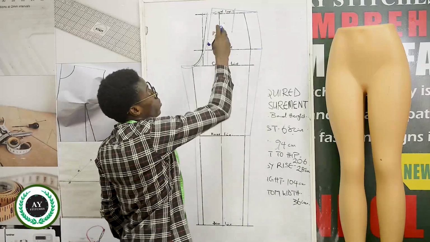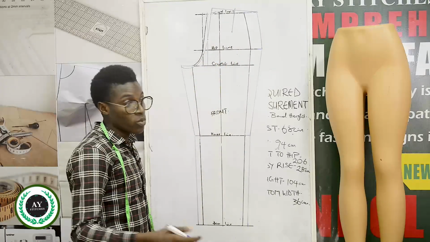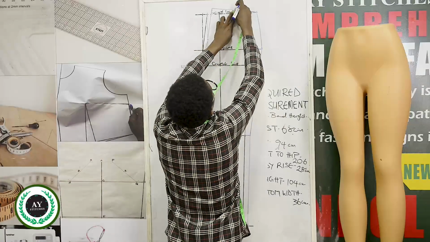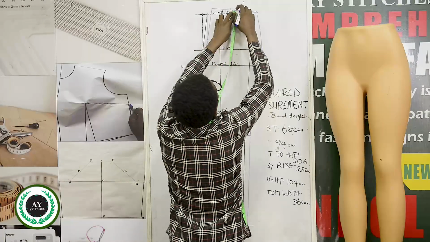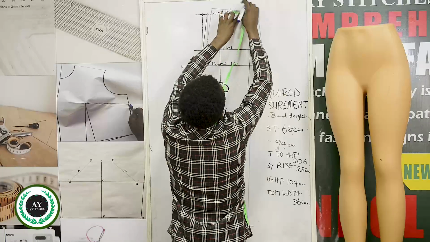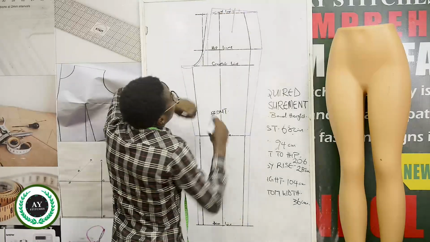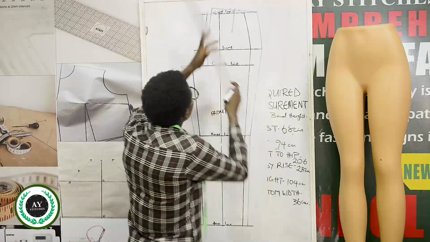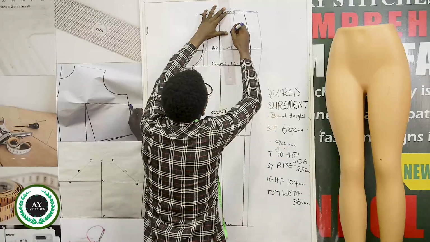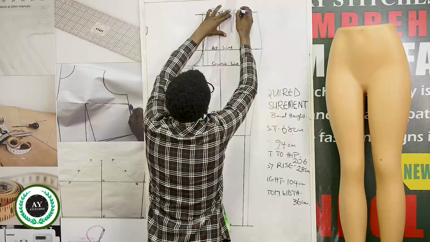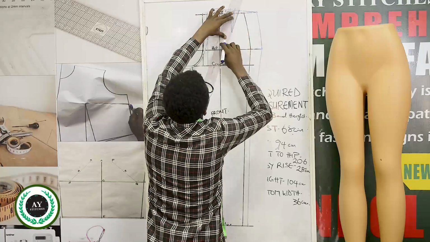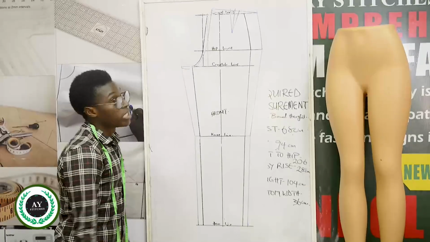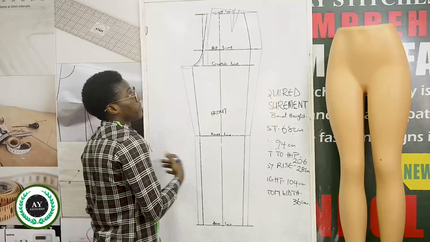Now don't forget we added 4 centimeter for the dart width, isn't it? So now all you need to do is measure 2 centimeter on either side and connect it to your dart point. So this gives us the triangular dart for the back trouser pattern.